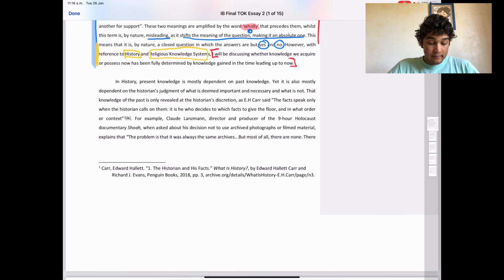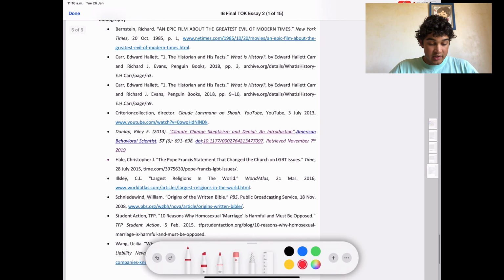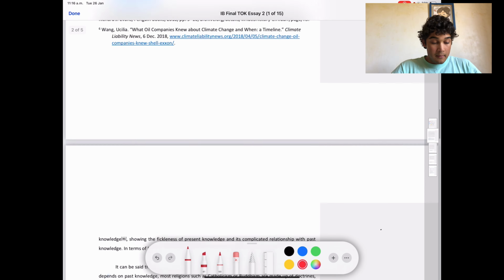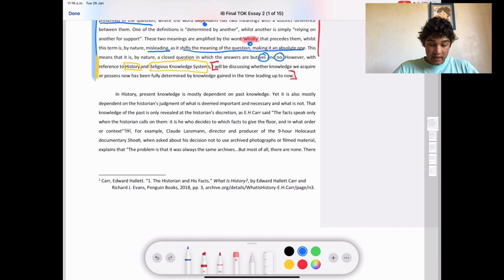Now moving on, here you can see it's 5 pages, but the last page is just the bibliography, so that's not really important. But we start the essay dealing already with one area of knowledge, which is history. And I start this paragraph with a claim. So my claim is present knowledge is mostly dependent on past knowledge.